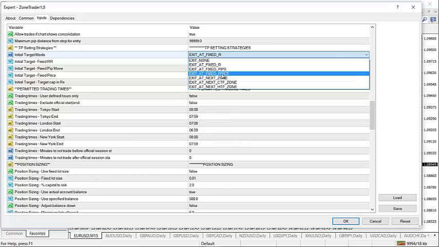Have exit at fixed price. If you're just really focusing on one particular trade, you may manually enter a price that you want the take profit to be set at once that order gets created.